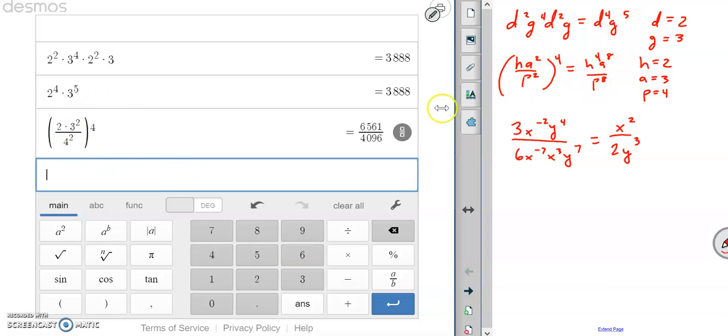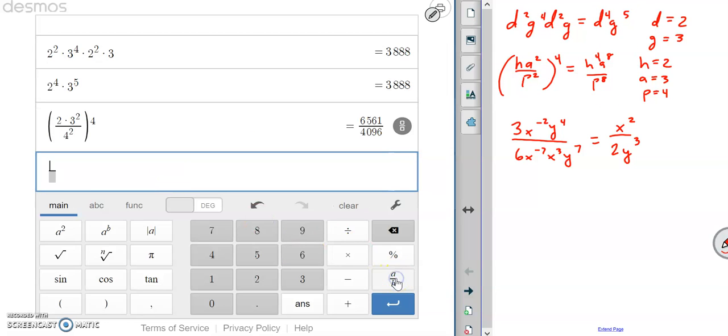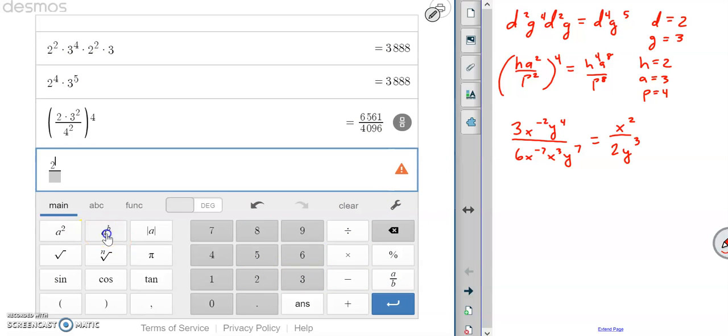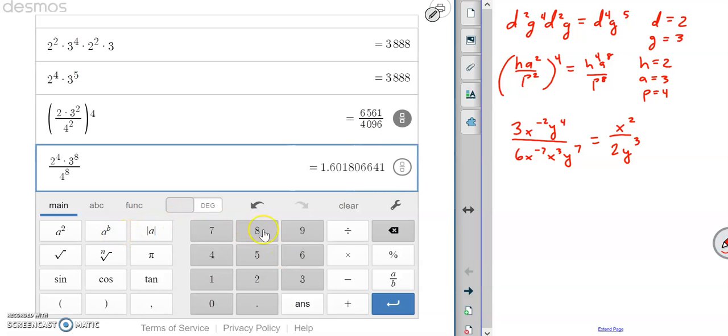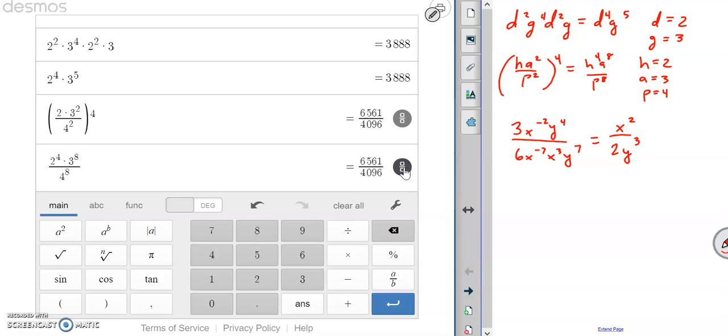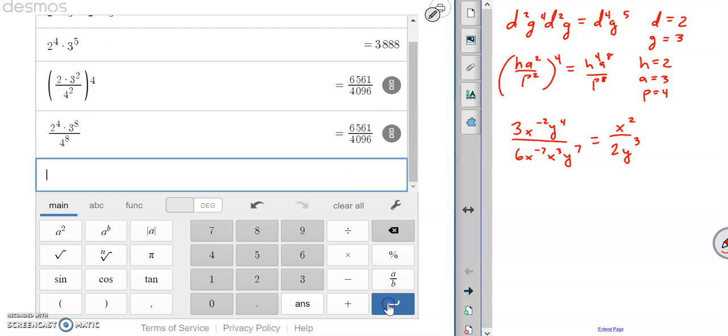My simplified looks like this, so I need a fraction. H to the 4th, so h we said is 2 to the 4th, arrow out, times a to the 8th, a we said is 3 this time, to the 8th, arrow down, p to the 8th, so 4, and raise it to the 8th. And I'm going to convert this. They're the same. Woohoo! We simplified correctly. Okay, fill in that a little bit.